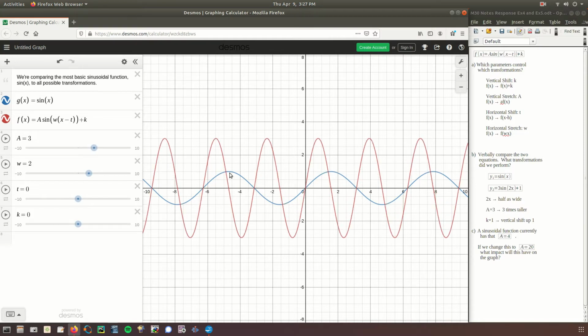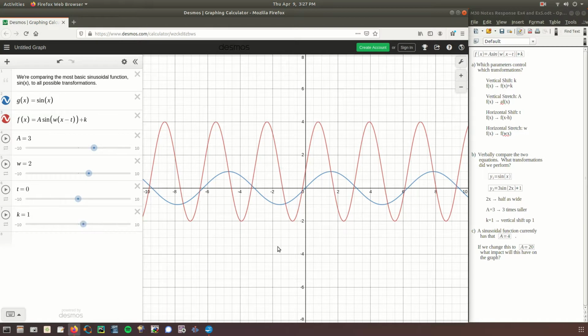So now that a is 3, you can see that our graph used to have a maximum and minimum of -1 and 1. We now have a maximum and minimum of +3 and -3. Finally, we are going to vertically shift our graph up by 1 by making our k value 1. So as I slide k, I expect the entire red graph to shift up by 1.